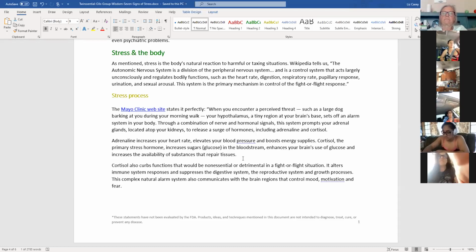Cortisol is the primary stress hormone. It increases glucose in your bloodstream, so it gives your blood a little boost of sugar. It enhances your brain's use of glucose, and it increases the availability of substances that repair tissues. Cortisol, unfortunately, also curbs functions that would be deemed non-essential by the body or detrimental to you in fight or flight. So it actually suppresses digestion.